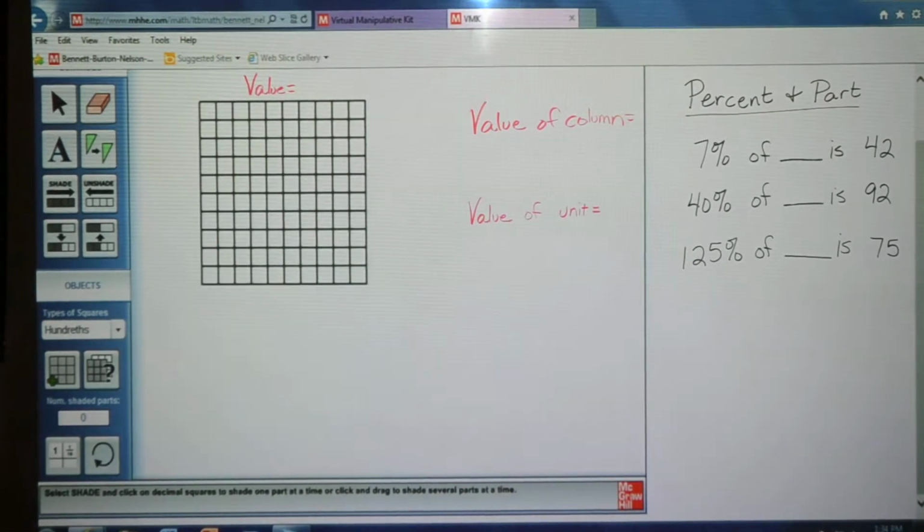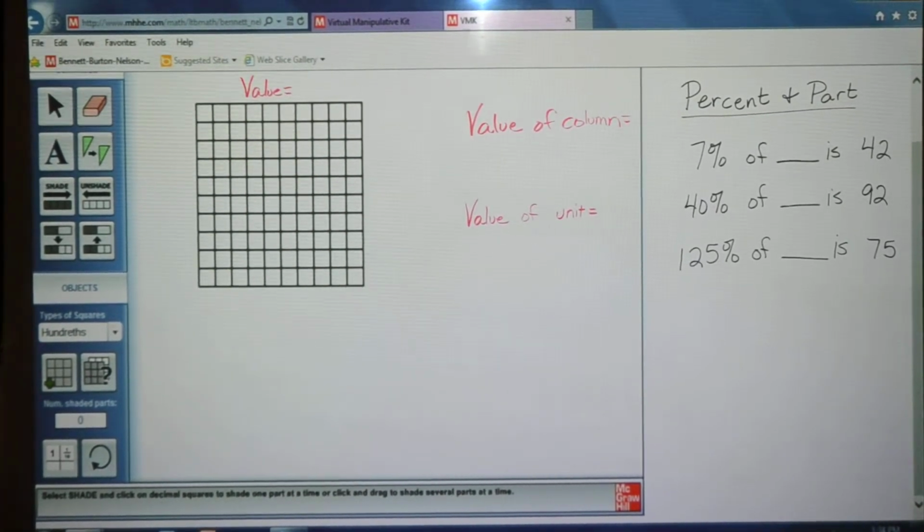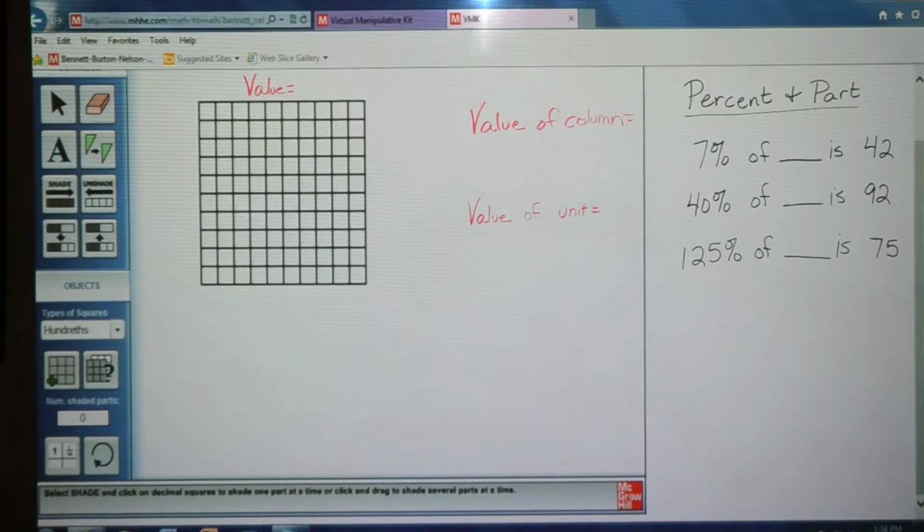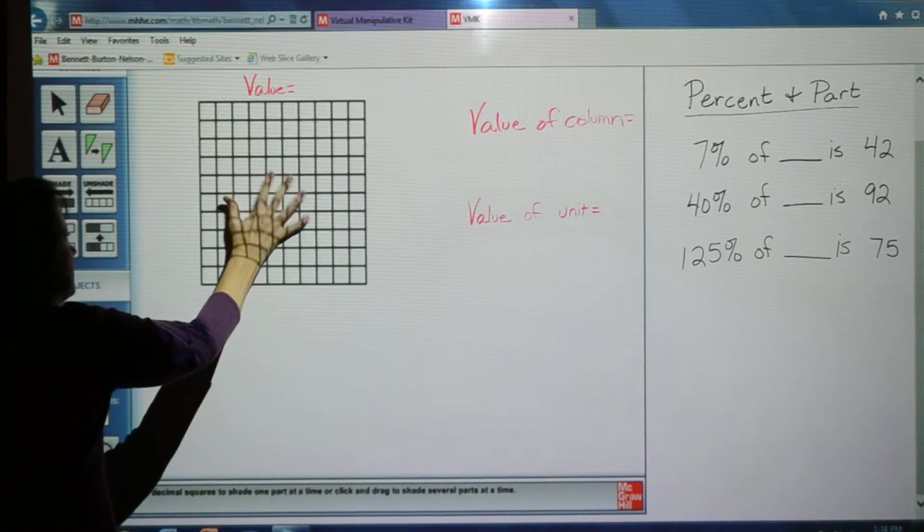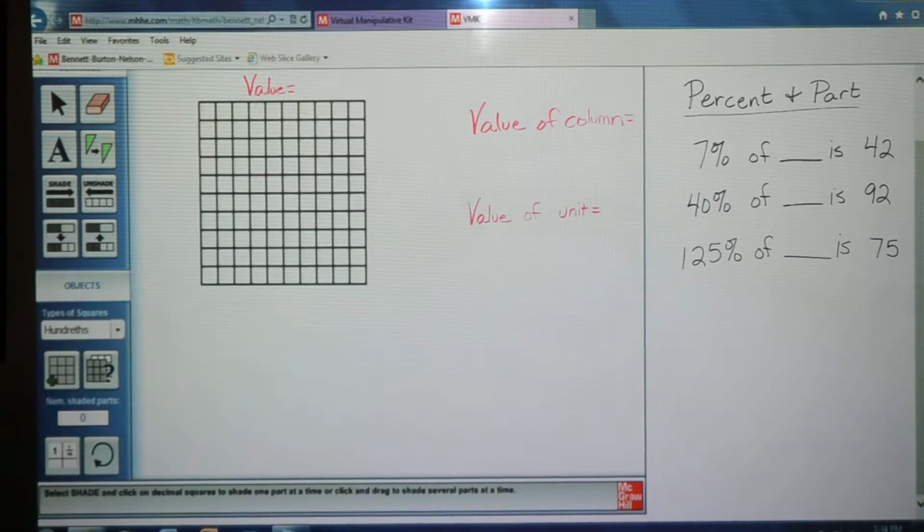This is the last lesson on percent. In this one, we know the percent and we know the part, and we're trying to find out the whole. We're trying to find out the value of this whole square. We're going to use the same principles we did before.